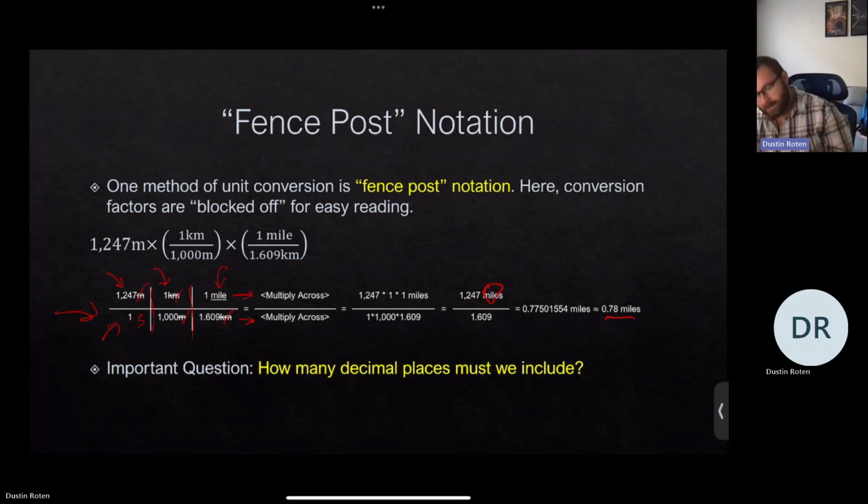But you can see right here, it's not a pretty answer at the end, but this is an important question that we need to ask, and that is, how many decimal places should we include? Because here there's like, I don't know, 10 decimal places, but then you'll notice I've written it's approximately equal to 0.78.